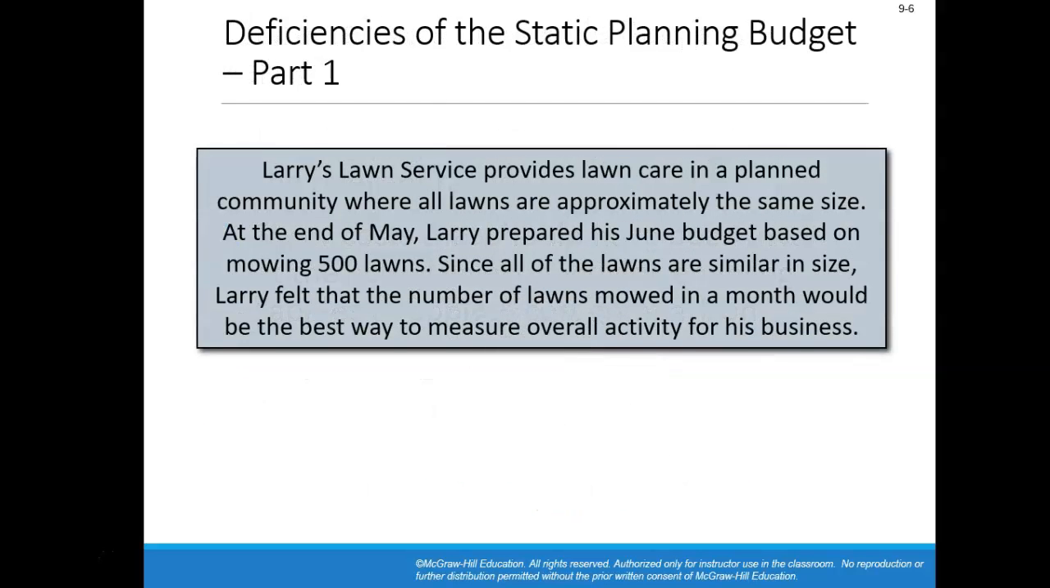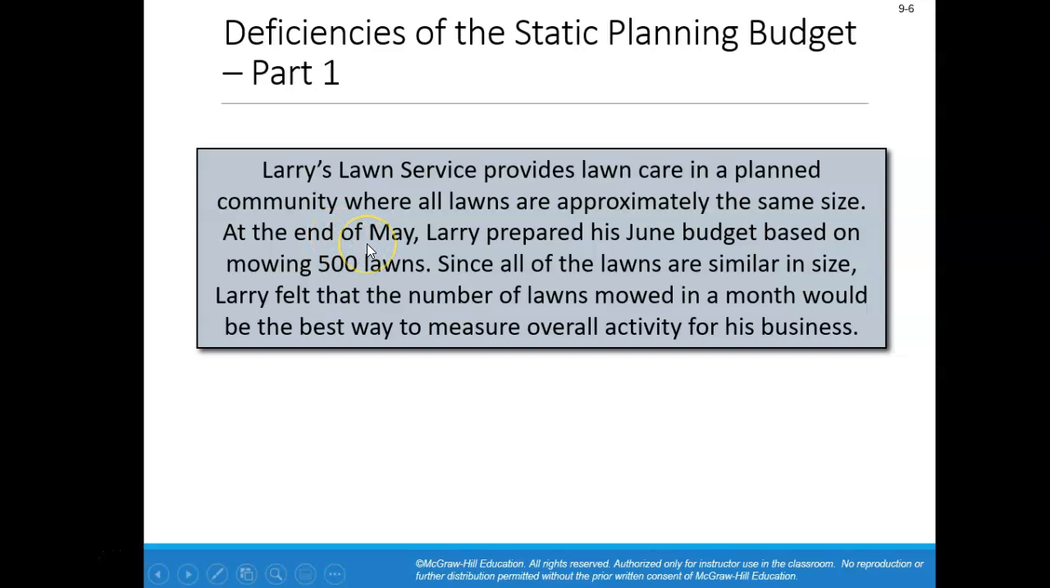Let's get started. So we have Larry's Lawn Service, which provides lawn care in a planned community where all lawns are approximately the same size. I know that's not going to be the case in real life, but hey, this is academic. We can make up our own scenarios, right? So in this example, all lawns are going to be the same size.